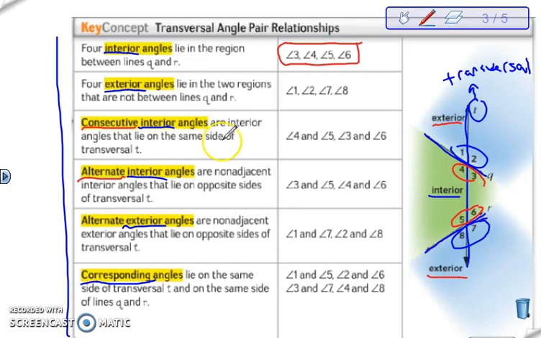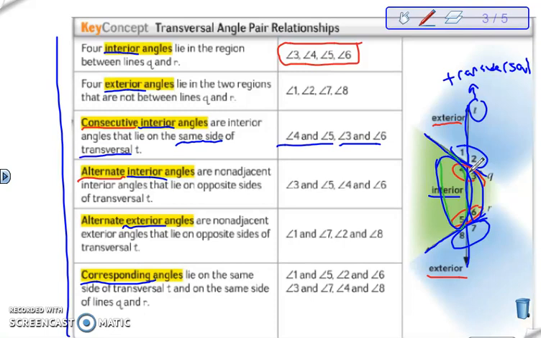Consecutive means that the angles are on the same side of the transversal. So you notice 4 and 5 are on the same side, and then 3 and 6 are on the same side.